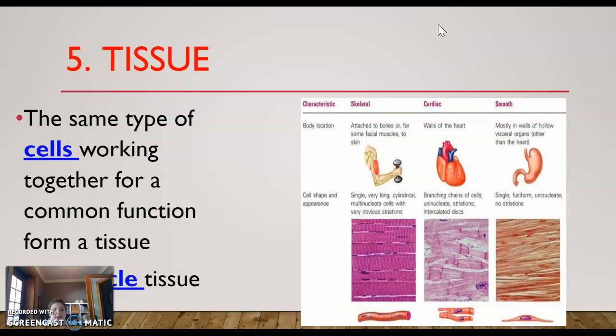Cells combine to make tissue. Tissues are cells that are working together for a common function. You have skin tissue and muscle tissue, and we have to make sure that the cells are functioning properly so that these tissues are able to stay healthy and continue to work for the body.